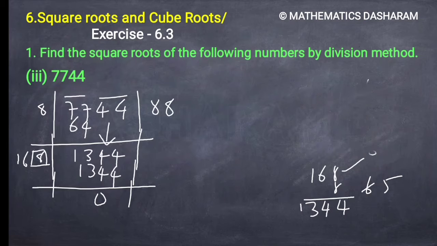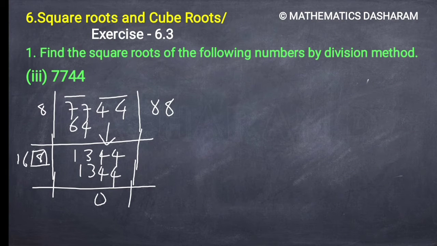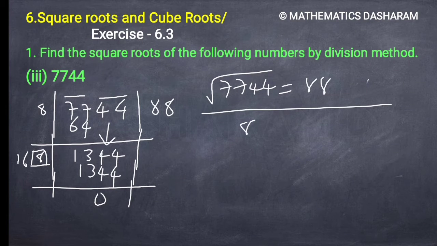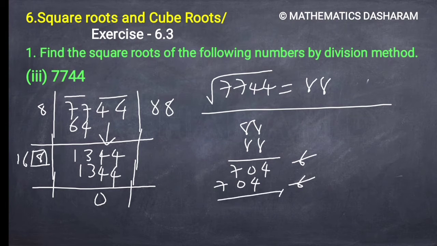So therefore the square root of 7744 equals 88. So let's verify: 88 into 88. 8 8s are 64, 6 carry, 8 8s are 64 plus 6 is 70. 8 8s are 64, 6 carry, 8 8s are 64 plus 6 is 70. So 7744. So our answer is correct.